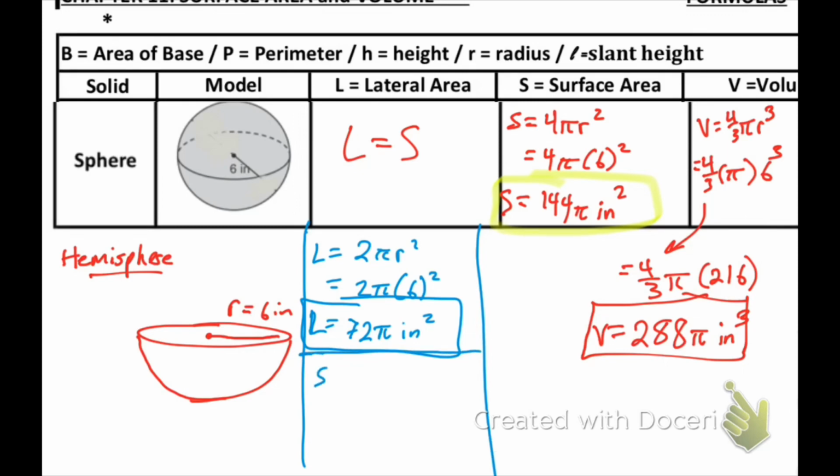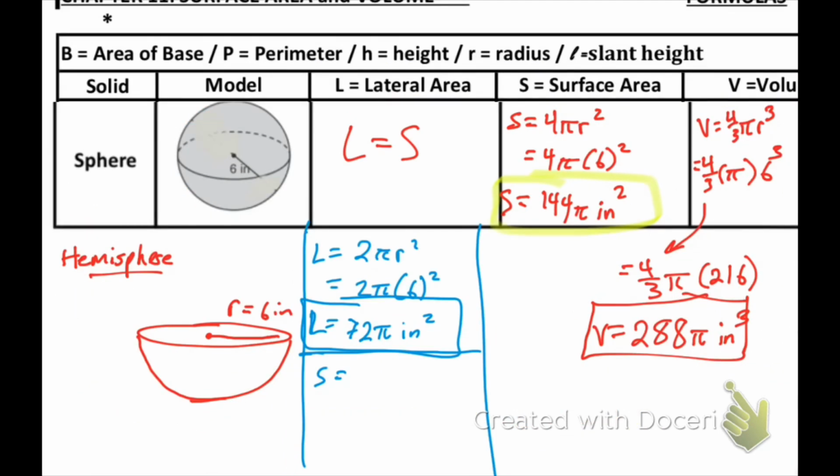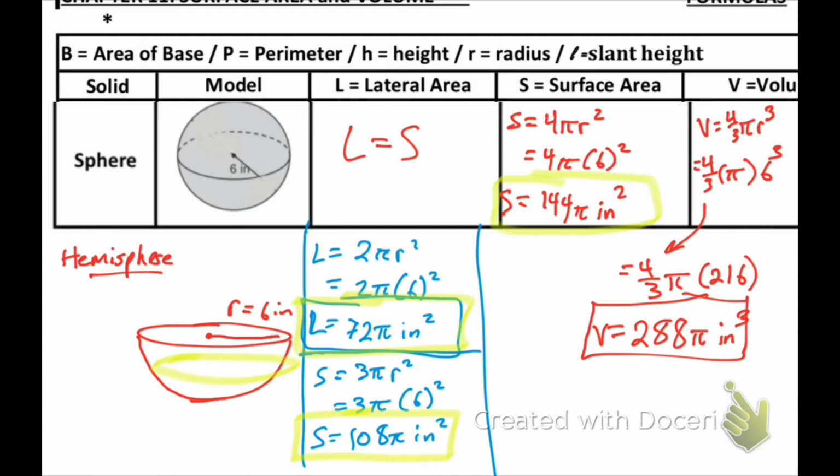Now my surface area, if you recall from our formula here, is going to be equal to 3 pi radius squared. So 3 pi times 6 squared. My surface area is going to be equal to 36 times 3, which gives me 108 pi inches squared. So there's my surface area for my hemisphere, and again, remember, that's the total area on all the surfaces. The lateral area is just the area going around this bottom half right there.